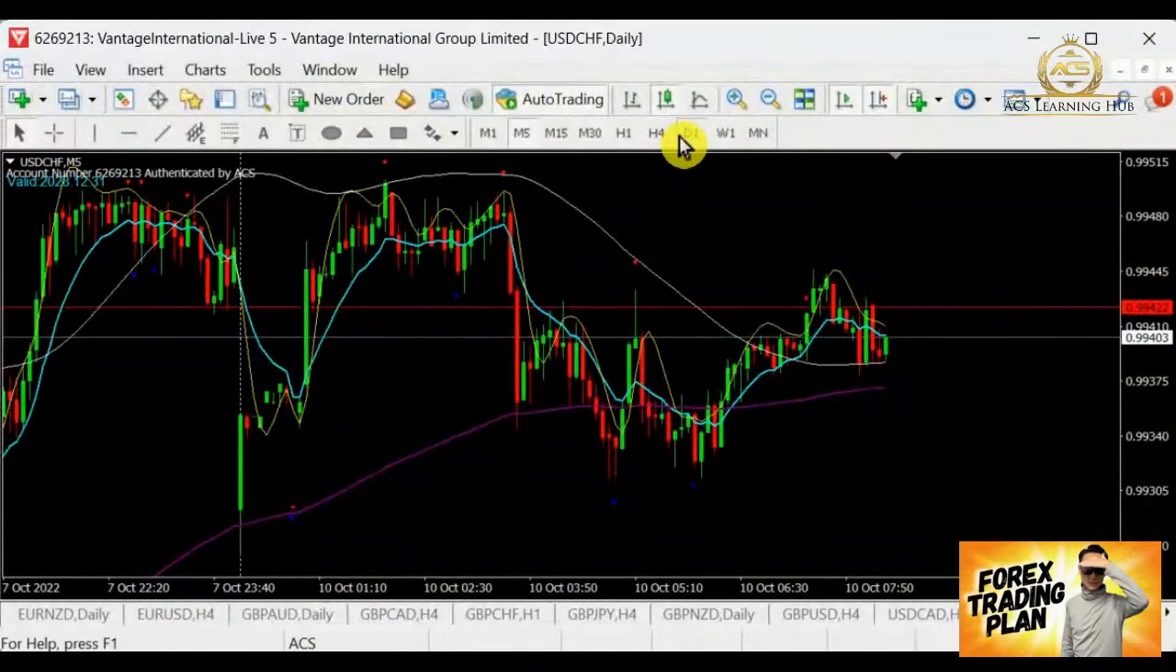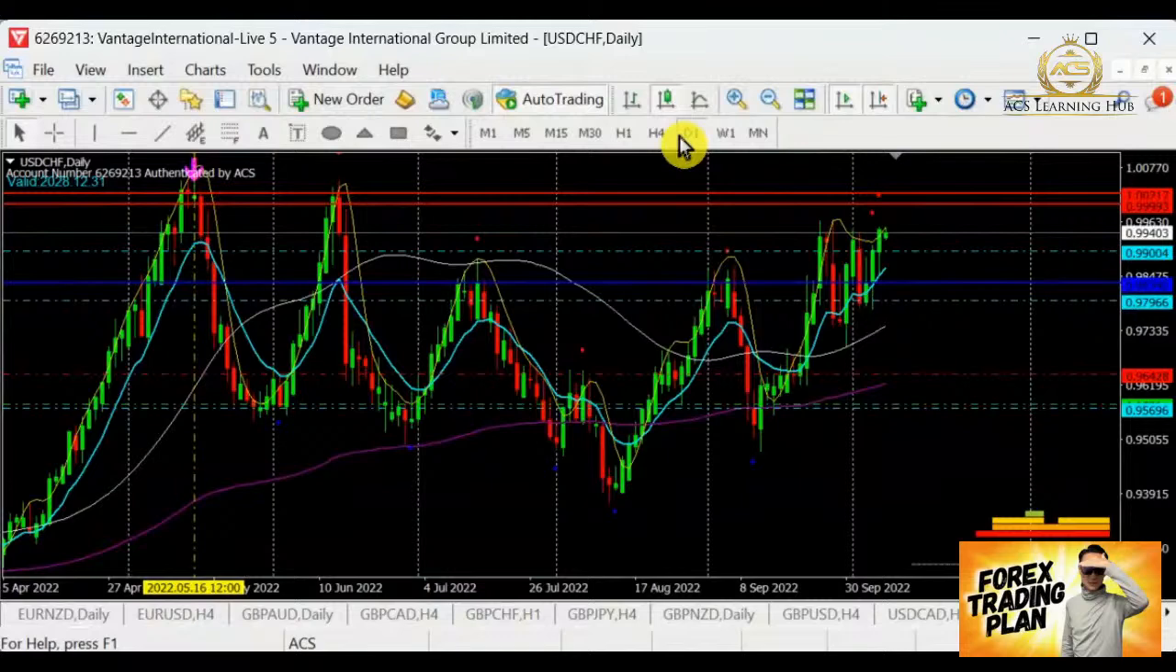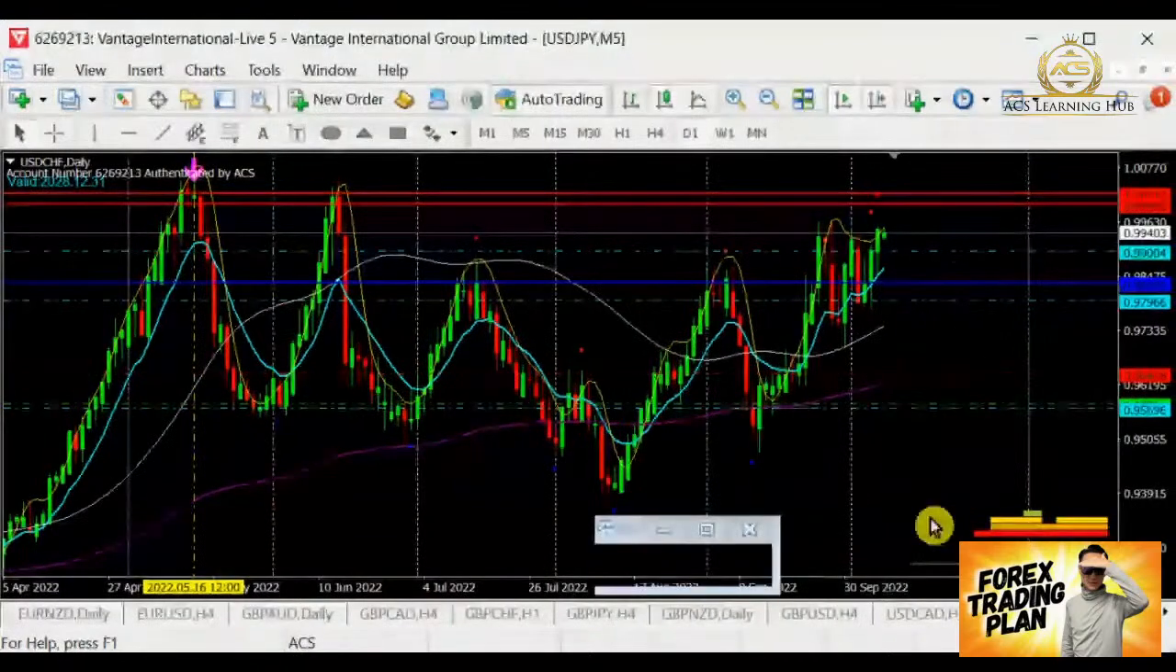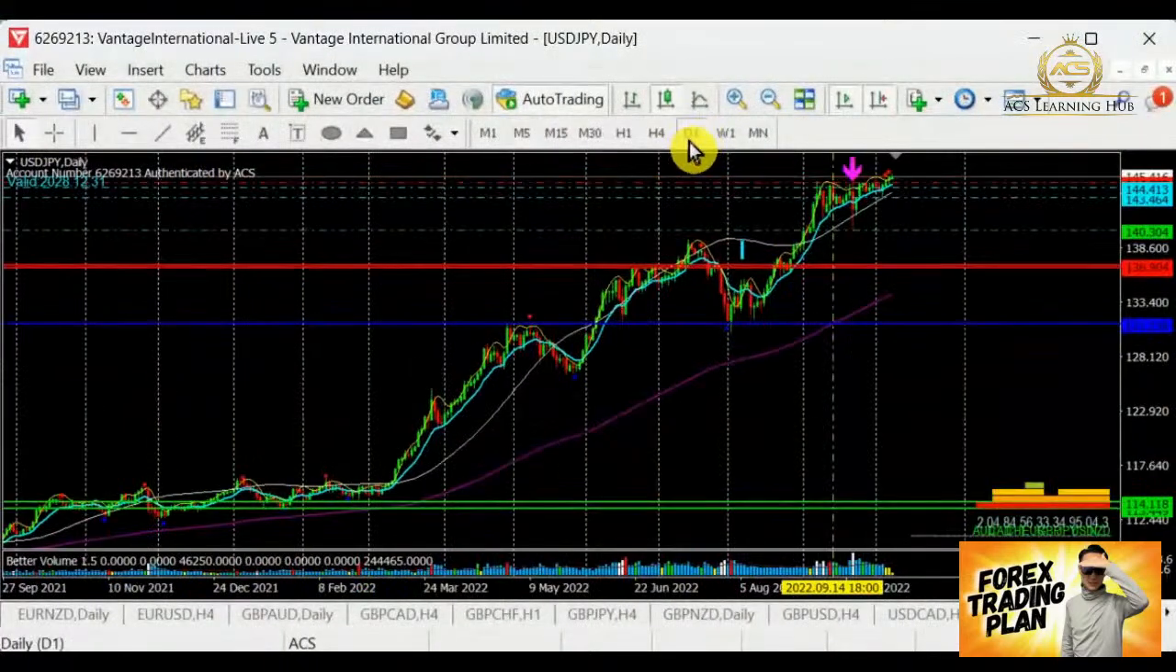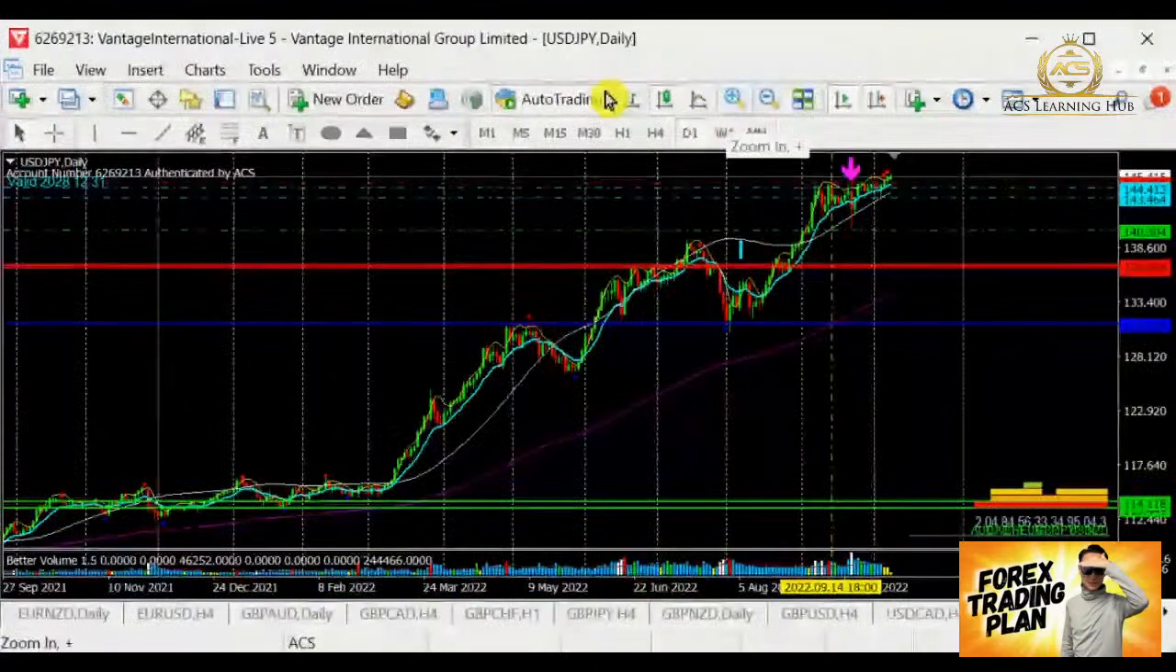So dollar franc, yes, we are still on the move to the moon. Tentatively, I'm going to stay away because I'm a seller. So buyers can take note. Buyers, you can take note about dollar franc for buying.